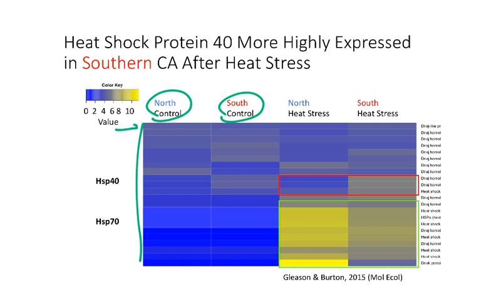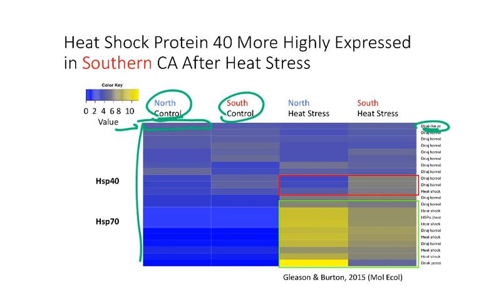Each row is a different gene. And the colors for each of those cells, so this cell, for instance, is giving us the expression level for this particular gene for the northern control treatment group.